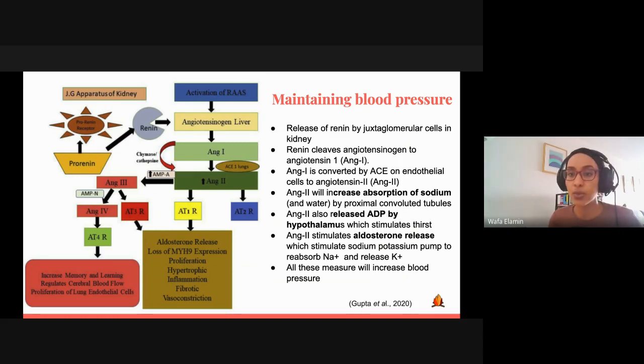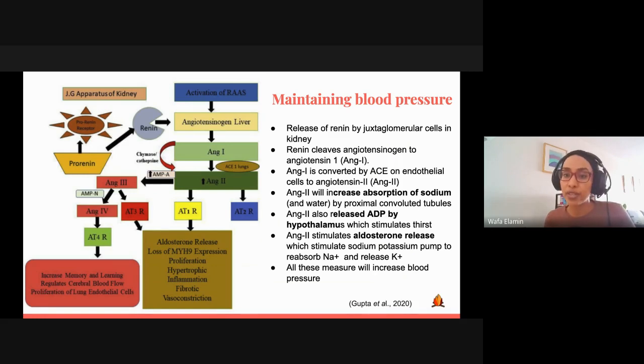The first is going to increase the reabsorption of sodium back into the body by the proximal convoluted tubules, which are in the kidneys. And by doing that, it also reabsorbs water, so it expands the blood volume in the body. So that's one way it can maintain blood pressure, increase the blood volume. It can also stimulate the release of aldosterone, and then that works on the sodium potassium pump by again reabsorbing sodium and releasing potassium, and in the same way it's going to expand the blood volume in the vessels.